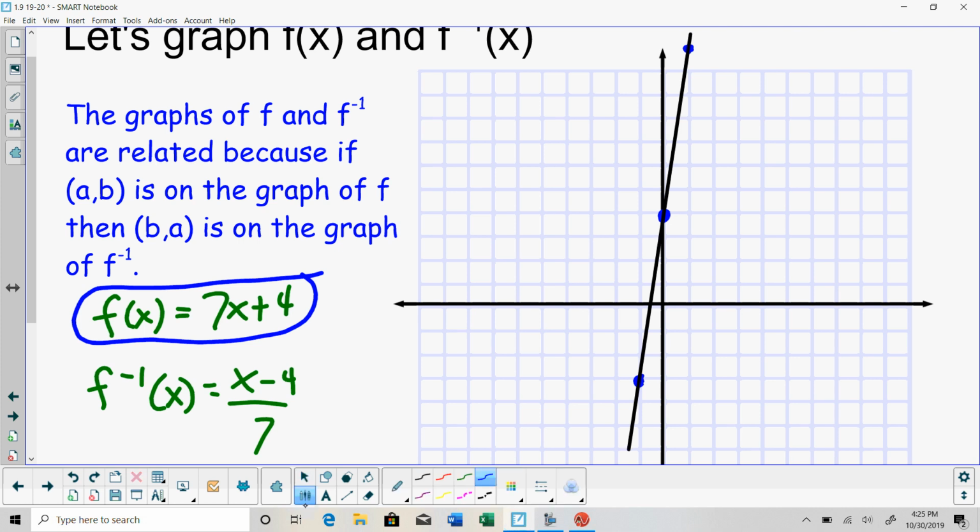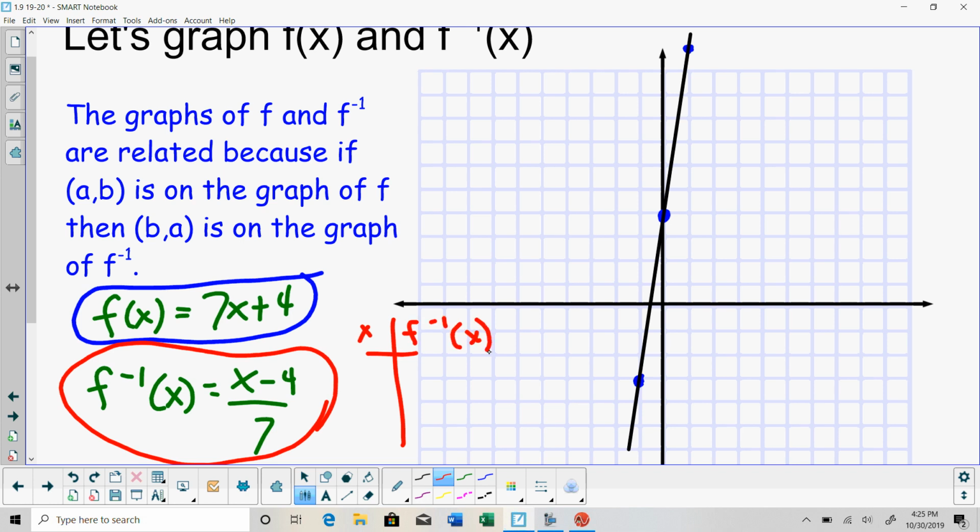And then if I graph our second function here, I might just plot some points for this one. This is x versus f inverse of x. I might plug in 4 for x. So if I plug in 4, I get 4 minus 4 is 0, over 7, so I get 0. What might be another good one? How about if I plug in 11? 11 minus 4 is 7, and 7 over 7 is 1. So that's a couple ordered pairs that I could plot.